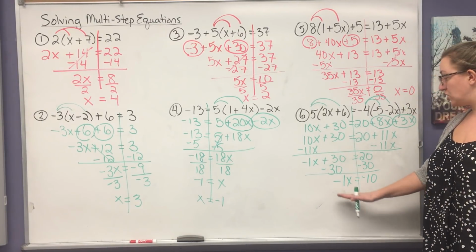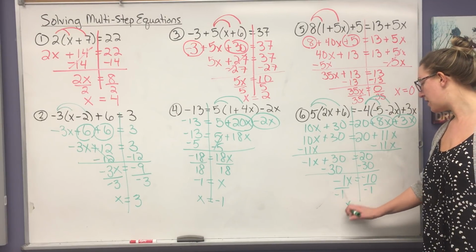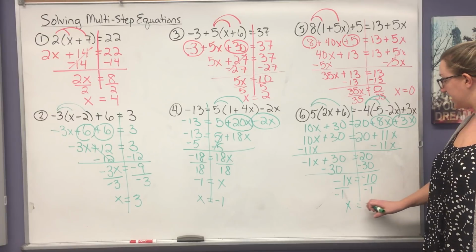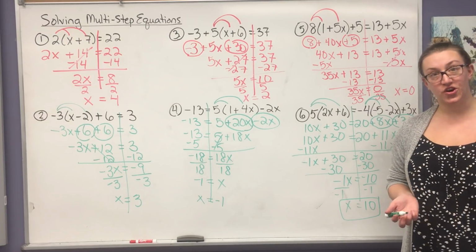And last but not least, I need to divide both sides by a negative 1. So negative 10 divided by negative 1 is a positive 10. And we have finished our assignment.